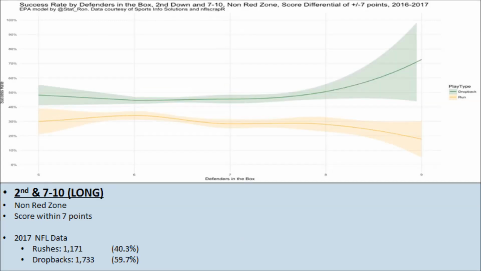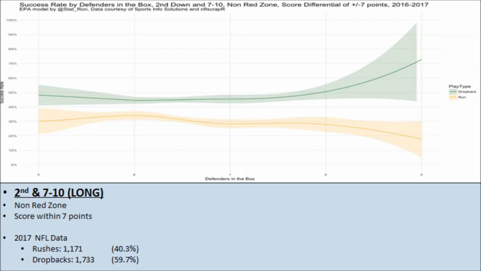Moving on to 2nd down, we're going to kind of categorize 2nd down into different distances: 2nd and long, medium, and short. And so right now we're looking at 2nd and long. So 2nd and 7 to 10 with those same parameters. Once again, you'll notice that dropback is consistently better than the run as far as predicting successful plays, regardless of the number of men in the box. What do we do with this information? Once again, we should be throwing the ball more than we're currently throwing it.